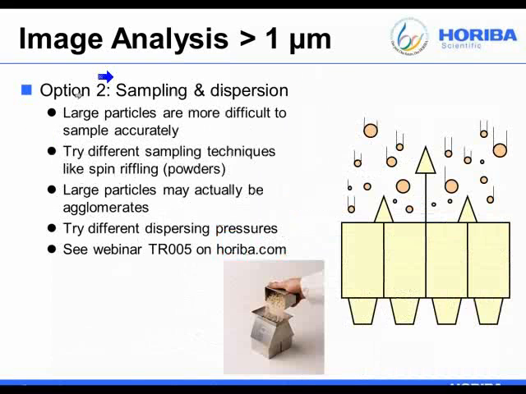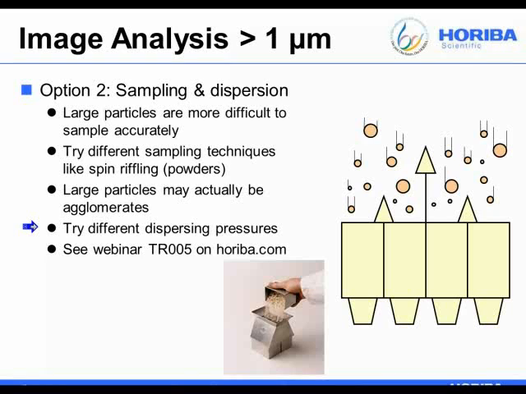Second option is, again, look at sampling and dispersion. As we talked about, large particles are more difficult to sample accurately. Large particles may also be agglomerates, so there's different things we can do here. If you're using a static image analyzer, typically you're going to be using an accessory or something built into the analyzer to help disperse the powders. Just try using different dispersion pressures, see if that gets you different results. You have to be a little bit careful there because sometimes you can turn up the dispersing pressure so high that you're no longer deagglomerating particles, you're actually breaking them.